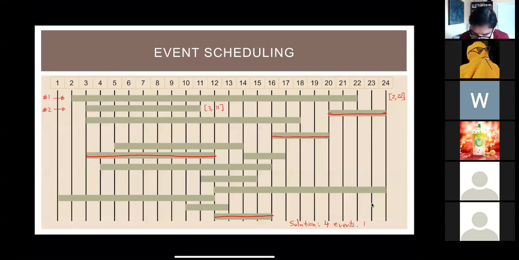Is this the best possible? Is something better possible? I'm not sure. I don't see it, but I'm not sure. Okay. So any questions so far? Does it make sense what this problem is? Okay, so this is an event scheduling problem. And we'll be looking at a lot of different scheduling problems in the next lecture or two.